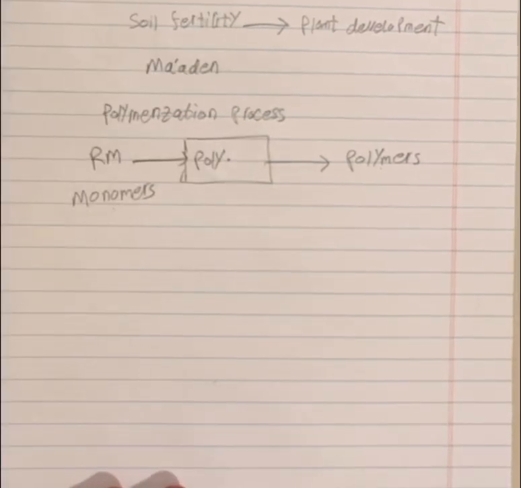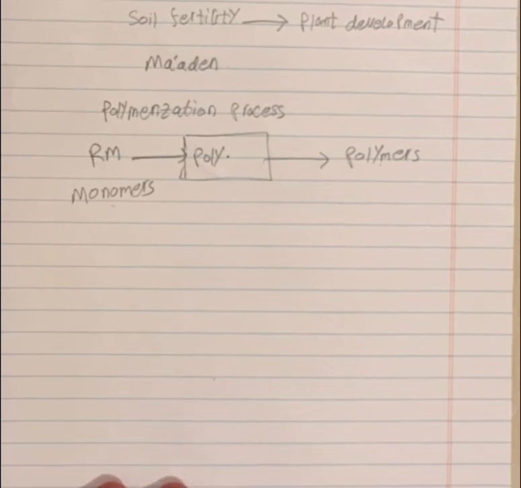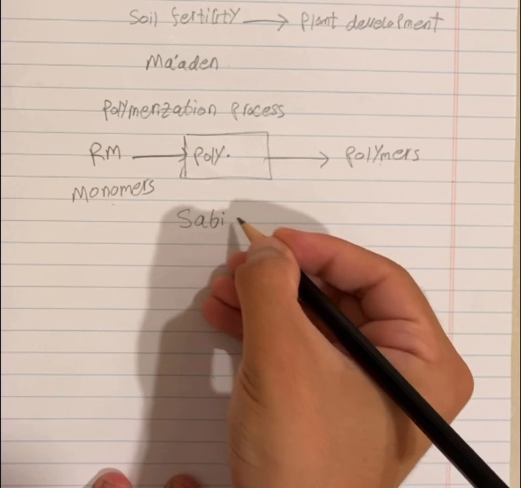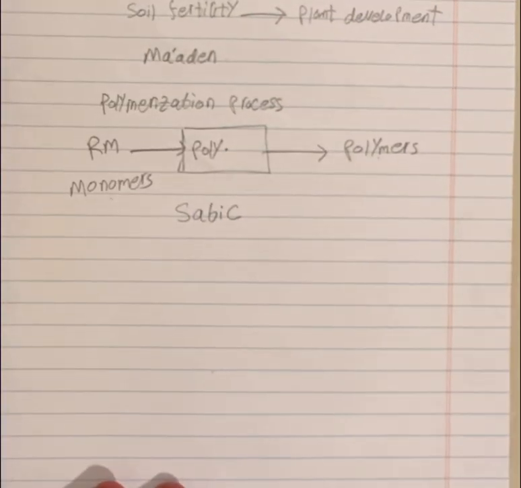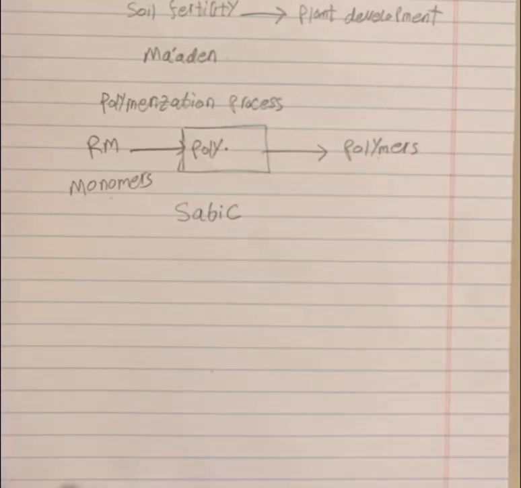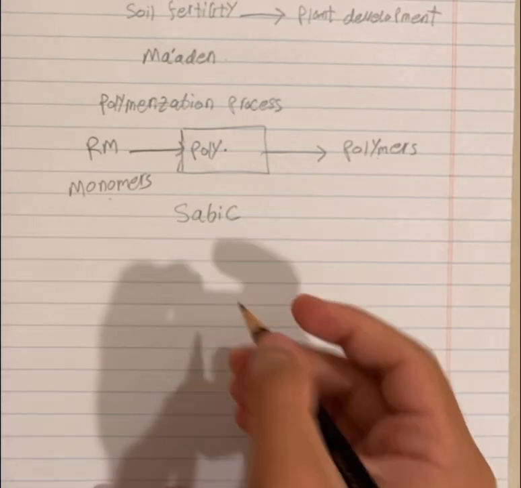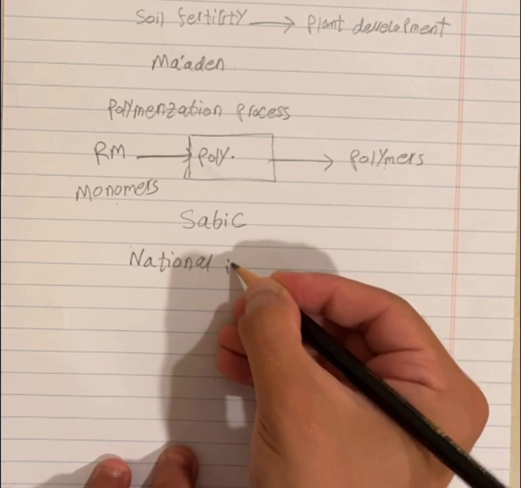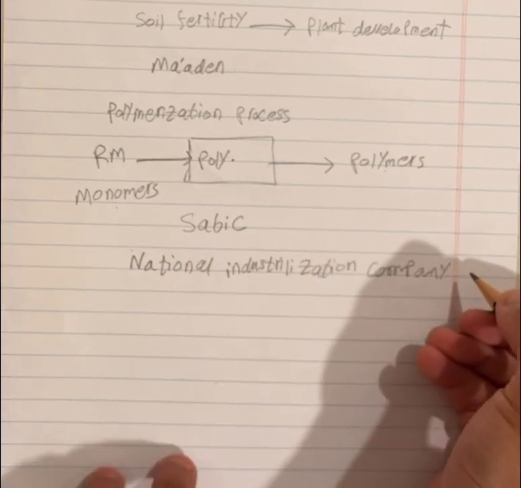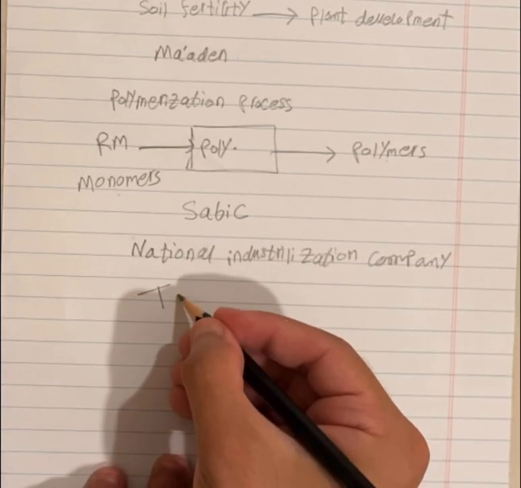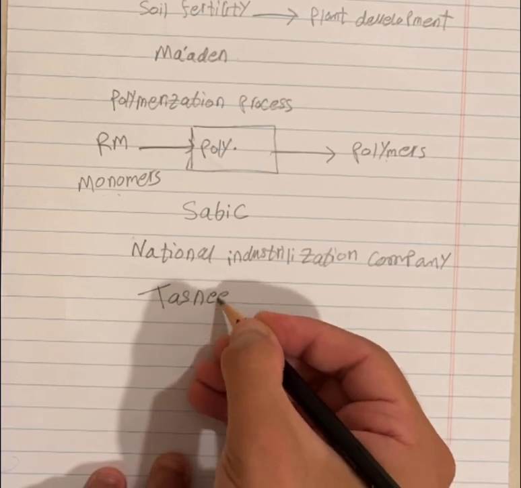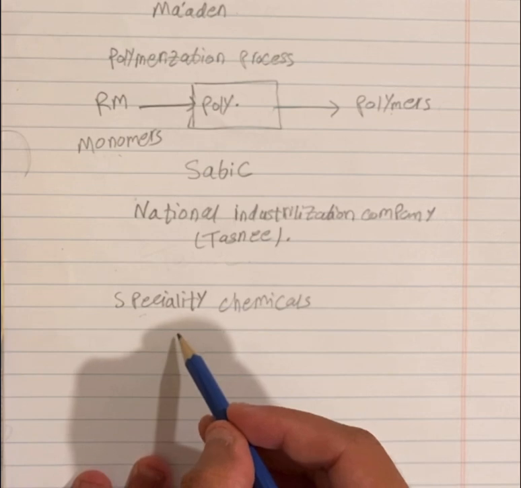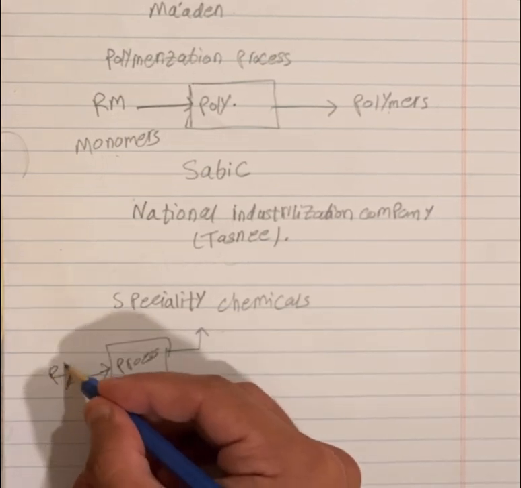The company responsible for production of these polymers, once again, SABIC, the powerful company for producing petrochemicals and also polymers. But also we have another one, National Industrialization Company, or as we know it, Tasnee. I will conclude now with Specialty Chemicals, which are a product of some certain raw material.